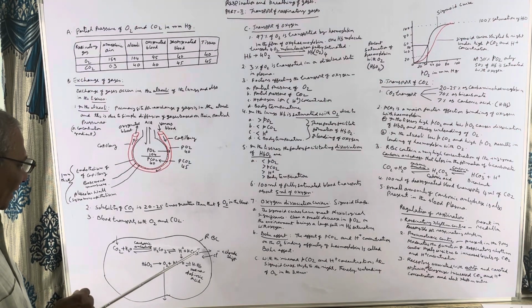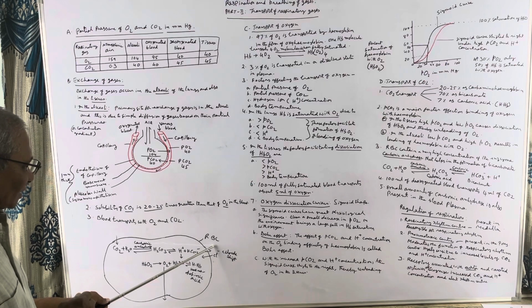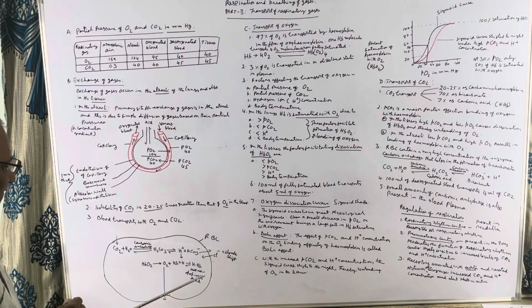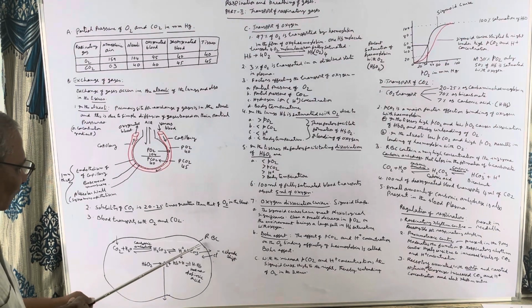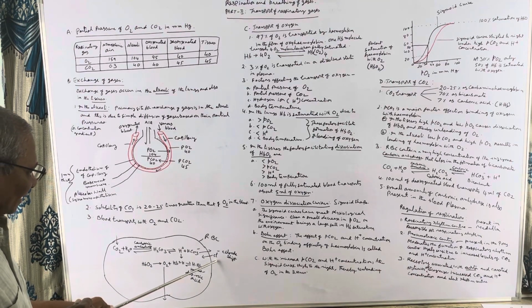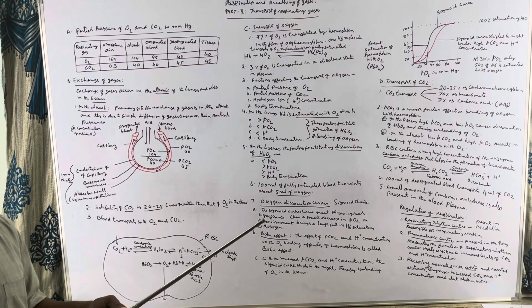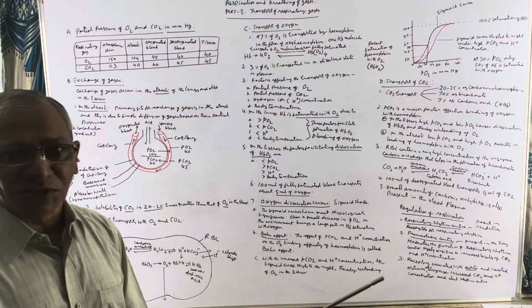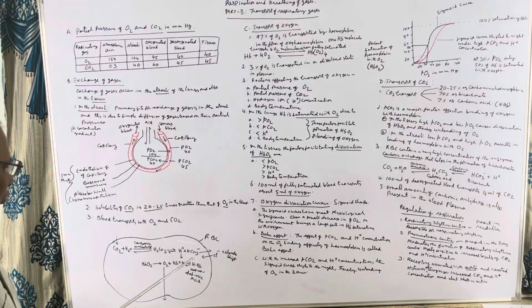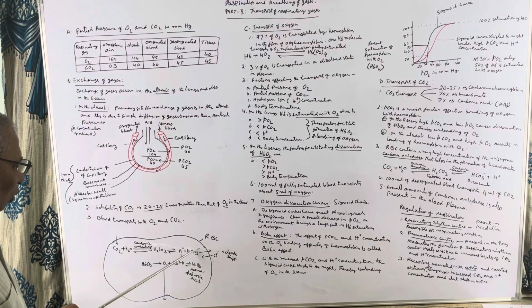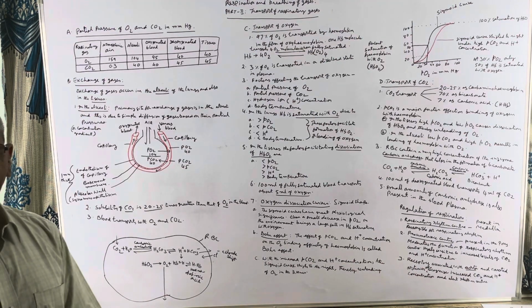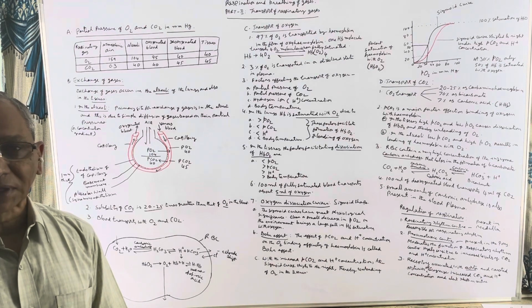This bicarbonate diffuses into the blood plasma. As the bicarbonate diffuses into the blood plasma, chloride ions present in the blood plasma enter the RBC to maintain ionic balance. Maintaining ionic balance is very important. So to compensate this outward movement of bicarbonate, chloride ions move into the RBC. This is known as chloride shift or Hamburger phenomenon.